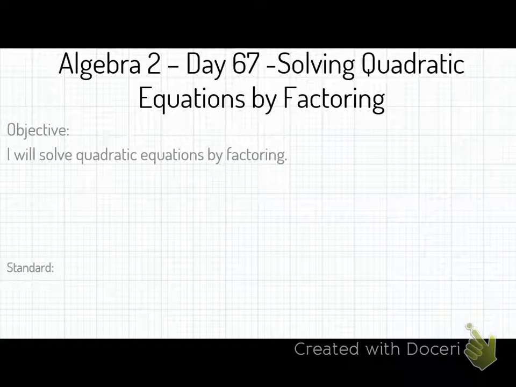Alright, so this is day 67. We're going to continue on what we learned yesterday, but we're going to be combining a couple things, okay? So the one thing we're combining is solving by factoring. We already know how to factor. We know how to do that.